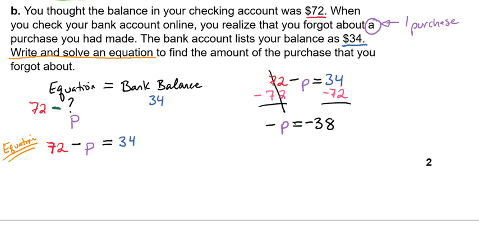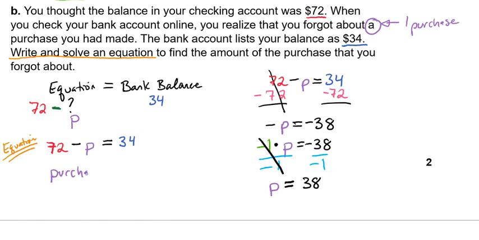Well, if we think about it, what this is really telling us is that we have a negative 1 times P equals negative 38. And what is the inverse operation for multiplication? Dividing. So we're going to divide both sides by negative 1, and that's going to make our negative 1 disappear. So we're going to be left with P equals, and negative 38 divided by negative 1 is going to be positive 38, because a negative divided by a negative is a positive. And so we have that our purchase was $38.